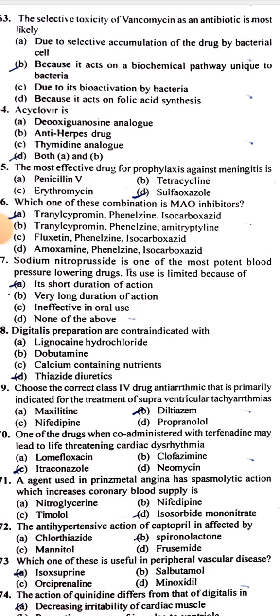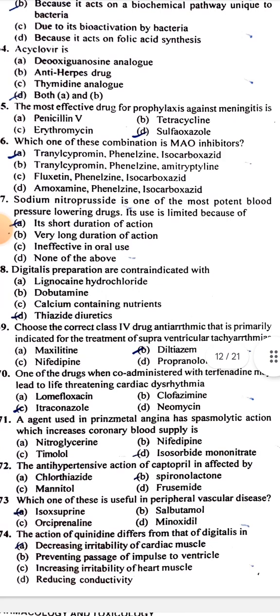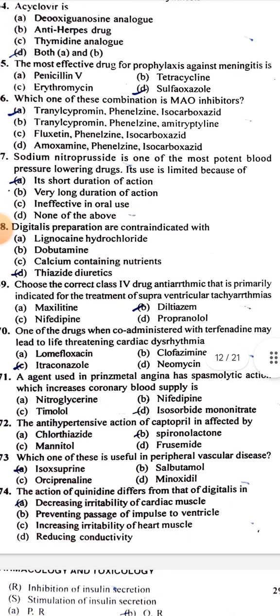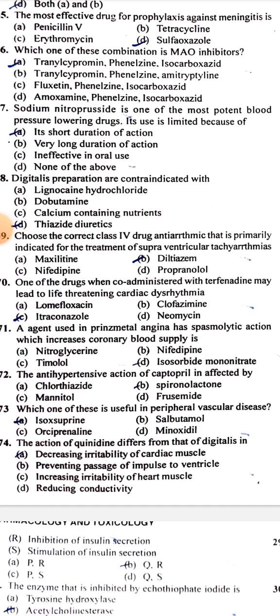Digitalis preparations are contraindicated with thiazide diuretics. Choose the correct class 4 antiarrhythmic drug that is primarily indicated for the treatment of supraventricular tachyarrhythmias: diltiazem. Which one of the following drugs, when co-administered with terfenadine, may lead to life-threatening cardiac dysrhythmia? That is itraconazole. An agent used in Prinzmetal angina that has spasmolytic action which increases coronary blood supply is isosorbide mononitrate. The antihypertensive action of captopril is affected by spironolactone.